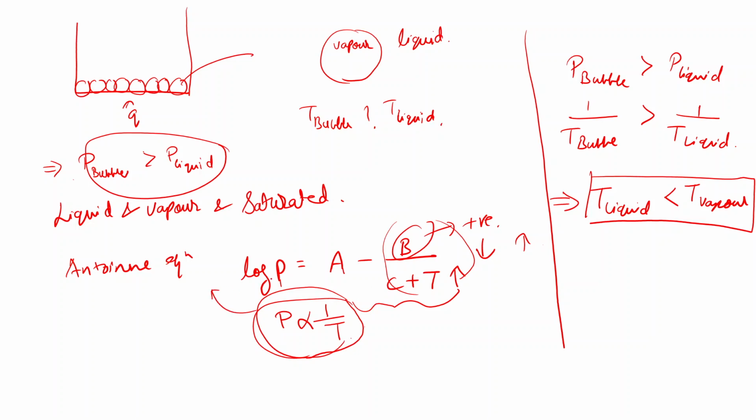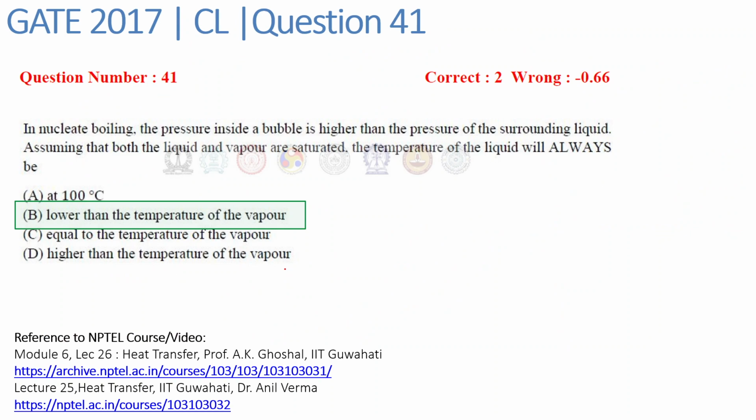So basically the temperature of the liquid outside the bubble will be less than the temperature of the vapors present inside the bubble. So from the given options we can select that the temperature of the liquid will always be lower than the temperature of the vapor. So option B is our correct option.